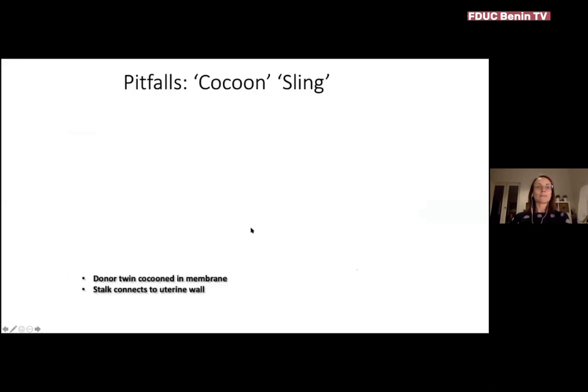It can be difficult if the donor twin is cocooned in a membrane, as shown in this graphic here. That leaves it looking like it has a stalk of membrane coming from the uterine wall, and then the stuck twin is actually not against the uterine wall but floating around in the middle of the polyhydramniotic sac. And the stalk looks like it connects to the uterine wall.